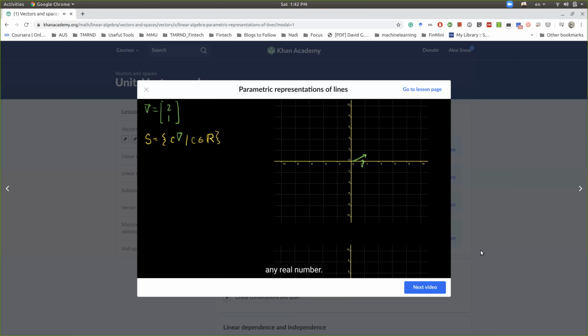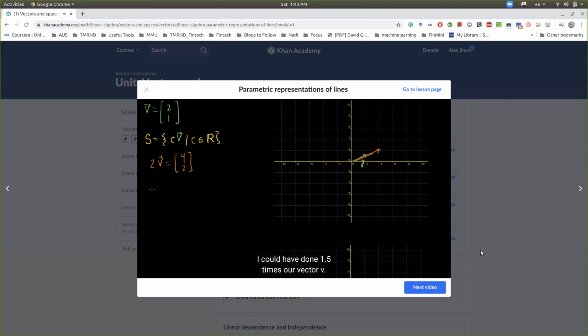So C could be 2. If I do 2 times our vector, I'm going to get the vector 4, 2. Let me draw that in standard position. 4, 2. It's right there. It's this vector right there. It's collinear with this first vector. It's along the same line, but just goes out further. Now I could have done that.